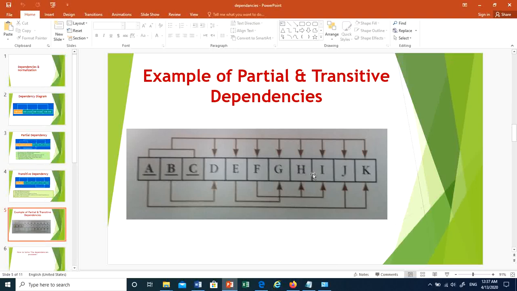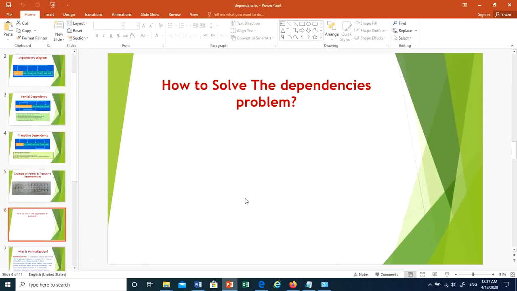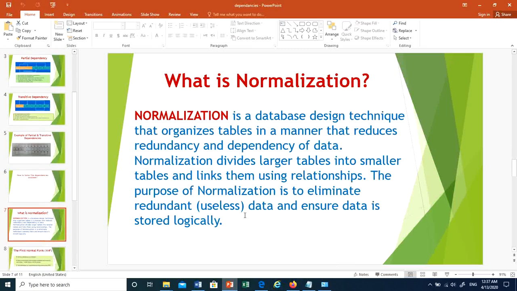And this relation should be made normal through the process of normalization. The process of normalization is to divide a bigger table or a bigger relation into smaller ones, in which we can remove partial and transitive dependency. How to solve the dependency problem? Through this normalization. Again, what is normalization? Normalization is a database design technique that organizes tables in a manner that reduces redundancy and dependency of data.